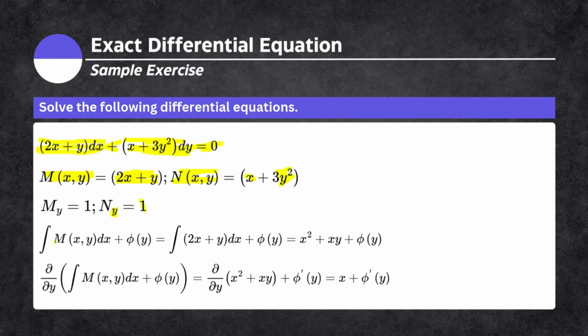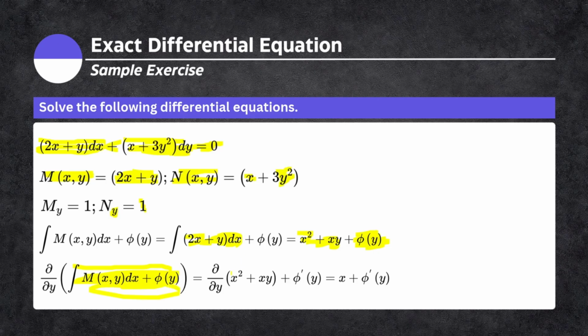So we need to integrate the M function. Integrating it, we have 2x plus y dx. The integral of this will be x squared plus xy, and just simply add this phi of y to your result. Next, take the partial derivative with respect to y of whatever is your result here.